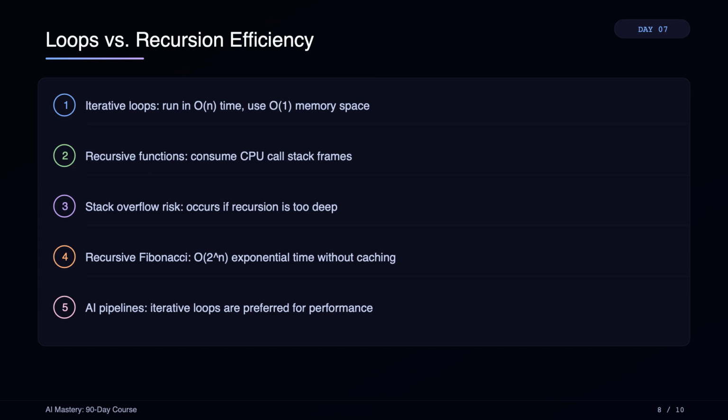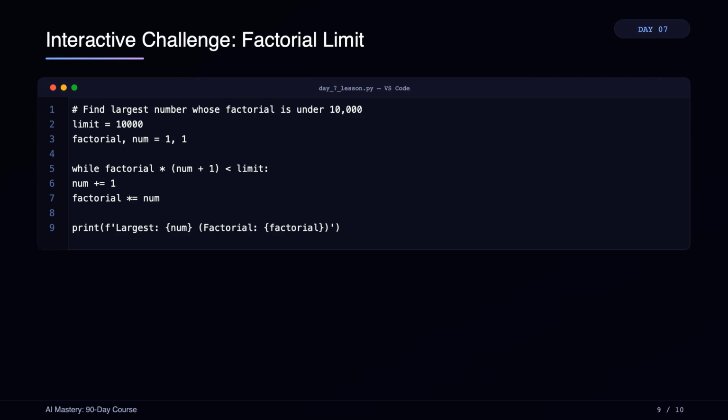For today's coding exercise, let's look at a practical challenge: finding the largest number whose factorial is under 10,000. We initialize limit to 10,000 and start our counters at 1. We write a while loop. Before entering each cycle, the loop condition checks if the next multiplication will exceed our limit. Inside the loop, we increment number and multiply our running total. When the loop completes, it prints the result.